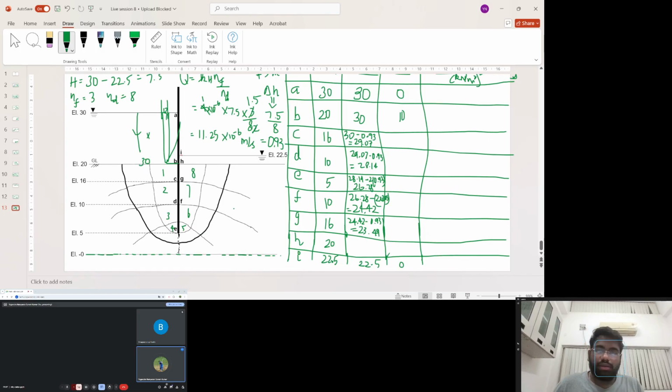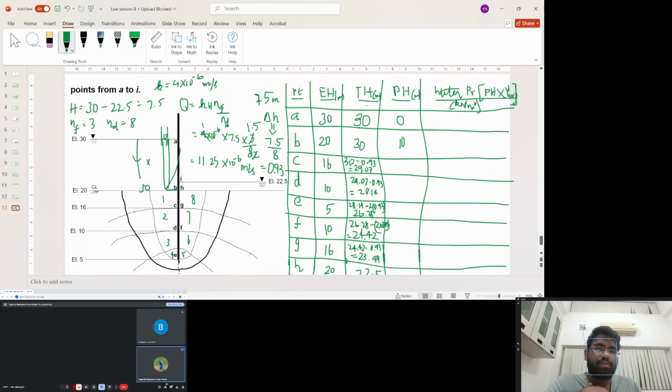And again this will come back to minus 0.93. It will come approximately to 22.5 here. Alright, some minimal difference is due to decimal issues. So it will come to 22.5 at H. And from H to I, there is no change in head, there is no flow occurring. So now we have filled in all the total head and elevation head.